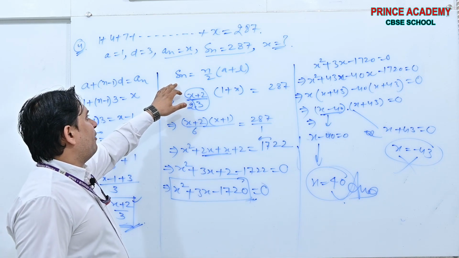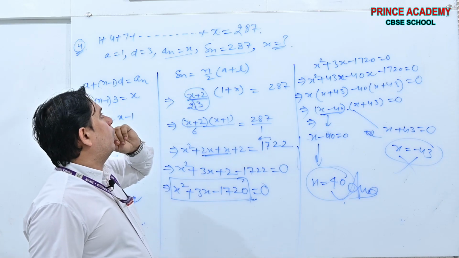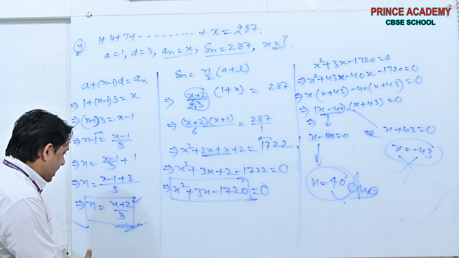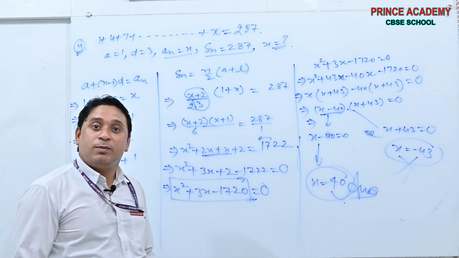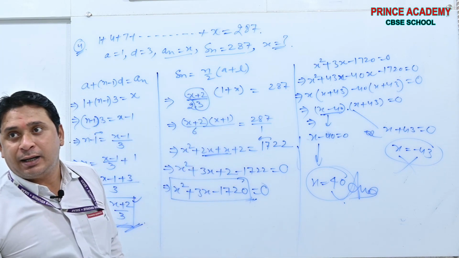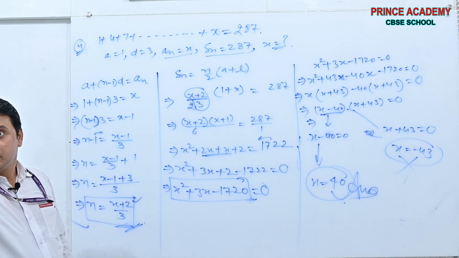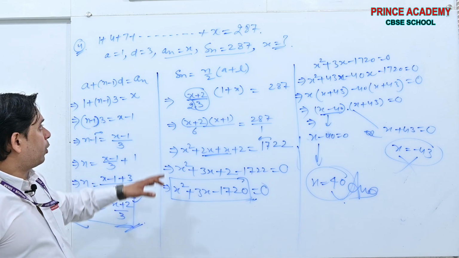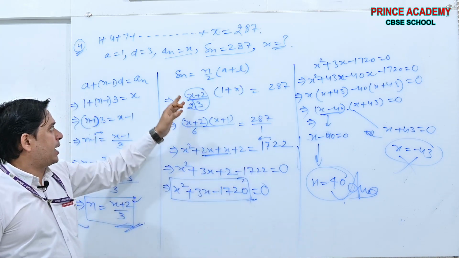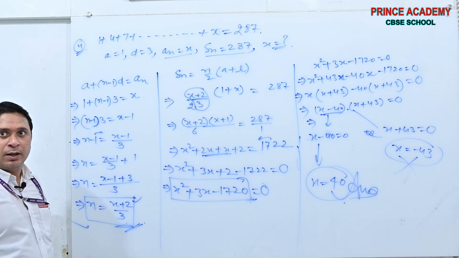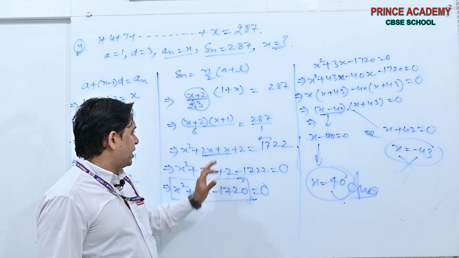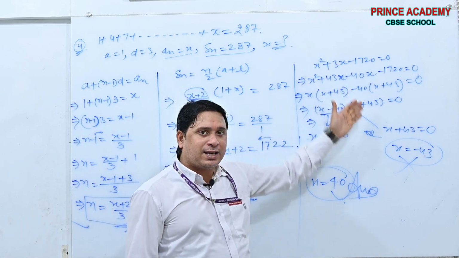Then we put the values in the formula of Sn. See, Sn is equal to n by 2 times (a plus l), and n is equal to (x plus 2) by 3. Done. Then we replace the values and form an equation. Then the equation was solved.